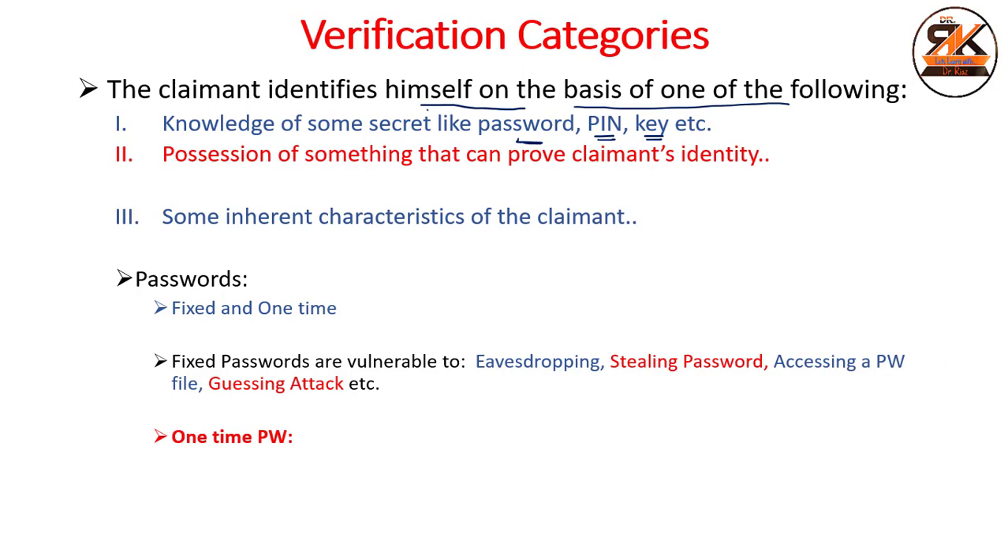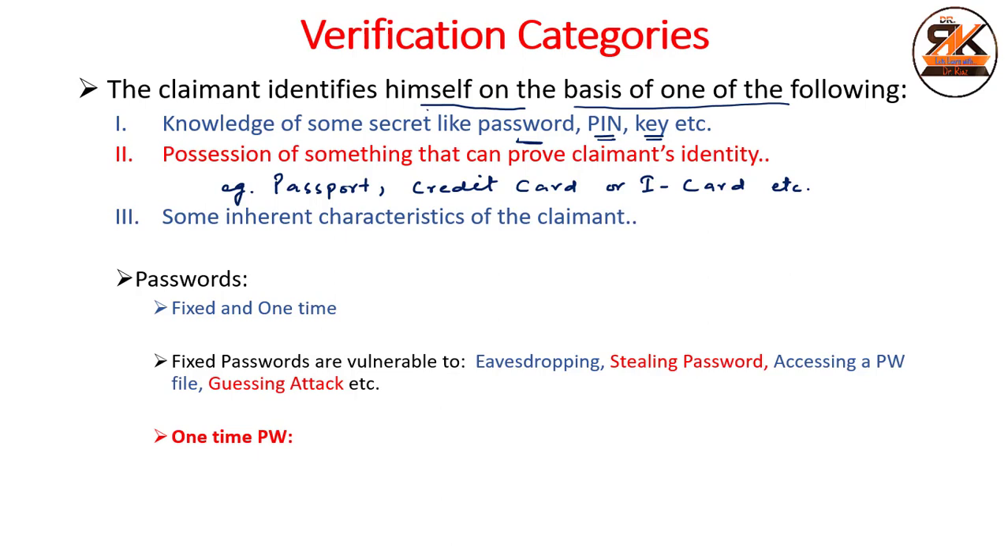Then possession of something that can prove the claimant's identity. In this category, Alice can prove her identity by producing identity documents like a passport, maybe a credit card, or some identity card issued by some government agency. So these are the ways by which the claimant, in our case Alice, can prove her identity.